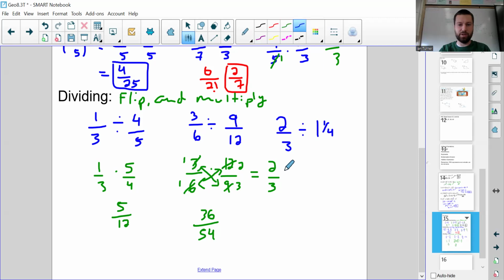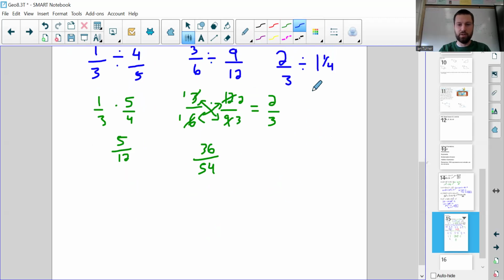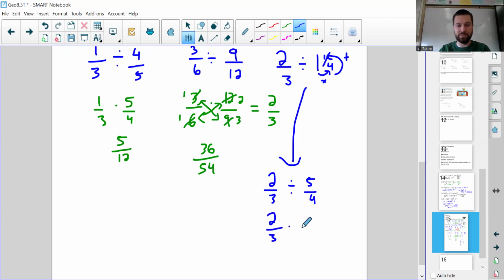Okay, last one, I give it a little bit of curveball, but I thought we'd do it. So we're going to do 2/3 divided by 1 1/4. But we want to turn that into an improper fraction before dividing. So remember, for a mixed number, you multiply this way and then add. So this is going to be 1 times 4 is 4 plus 1 is 5. So this is going to be 5/4. But remember, we're still dividing and we haven't flipped this yet. So it's really going to be 2/3 times 4/5.